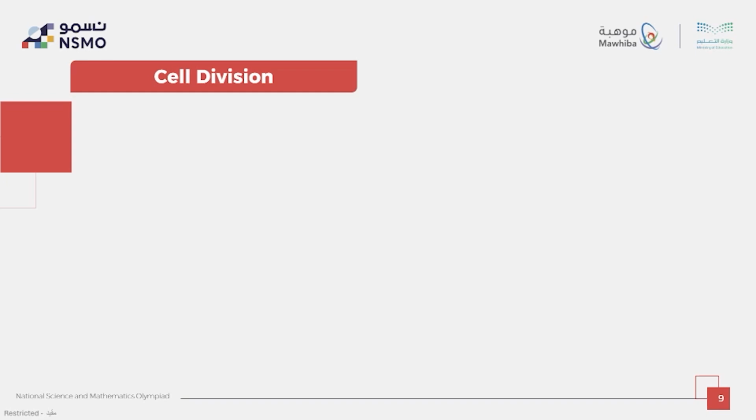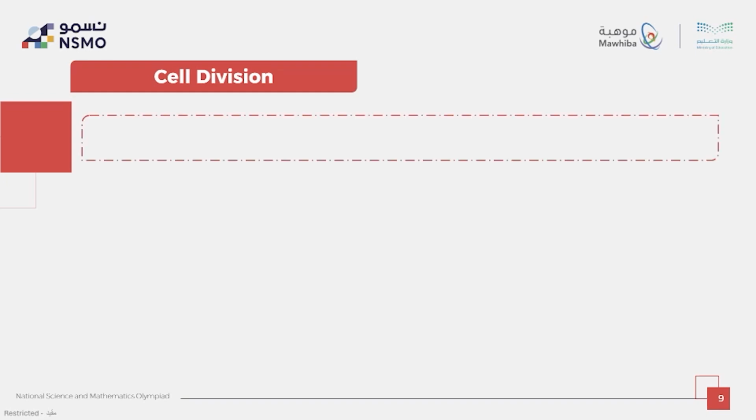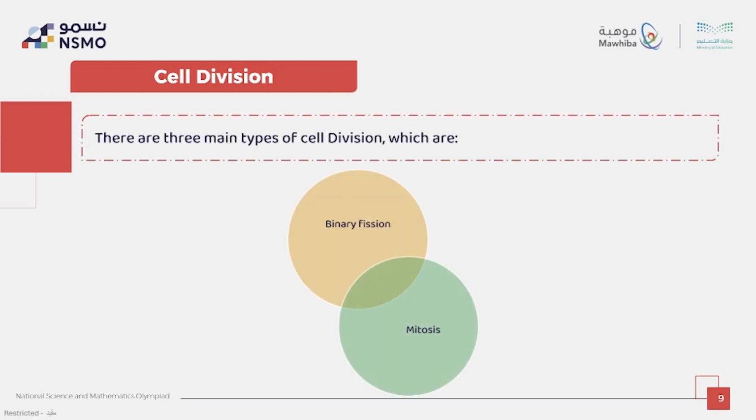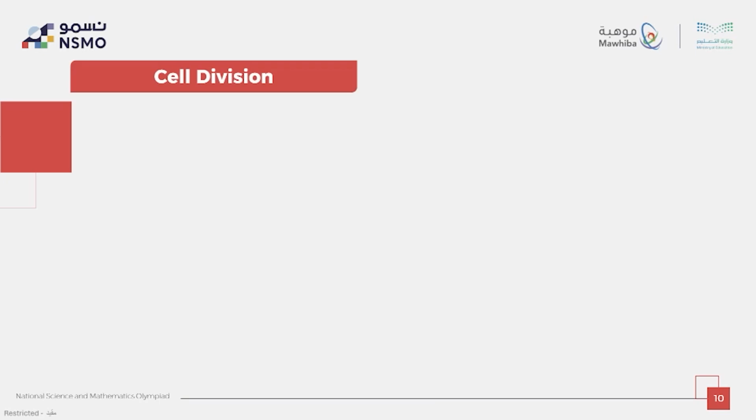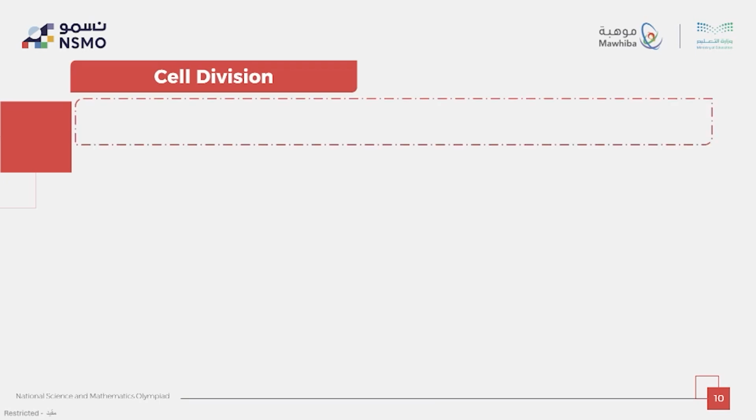Let's move on to cell division's types. There are three main types: binary fission in bacteria, mitosis for growth, and meiosis for reproduction. Look at this picture. The Venn diagram shows that each has a unique function in life, but we need them all to stay alive. We start cell divisions by taking the first type, which is binary fission.